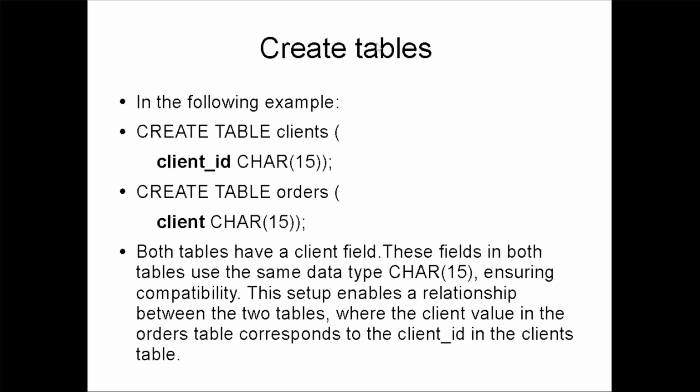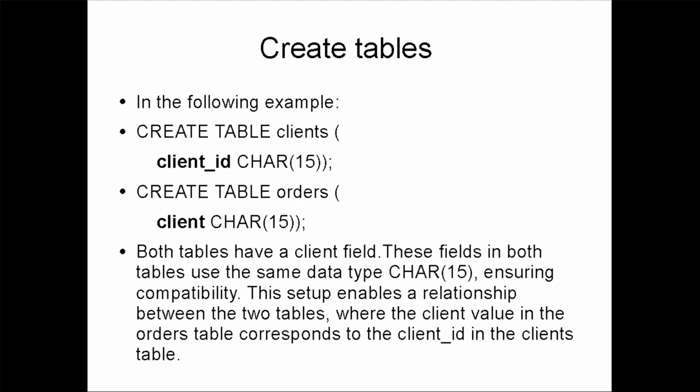In relational databases, tables are not isolated, they often need to be connected to represent real-world relationships. One common example is linking clients and orders. Let us break this down using the following two tables. Create table Clients, with Client_ID, character 15. Create table Orders, with Client, character 15. Here, both tables have a client-related field.